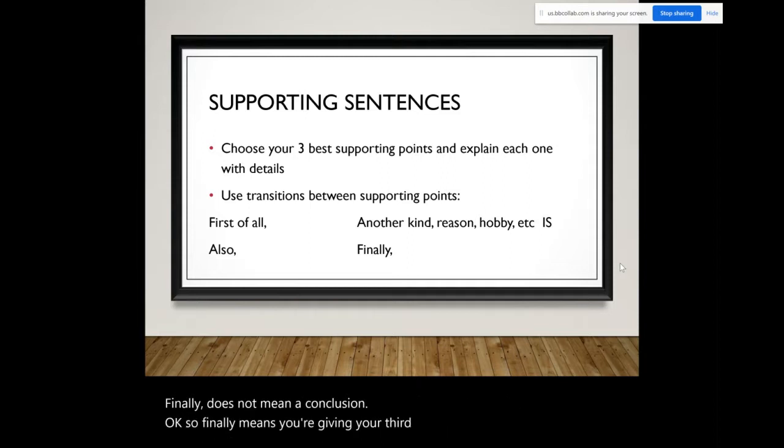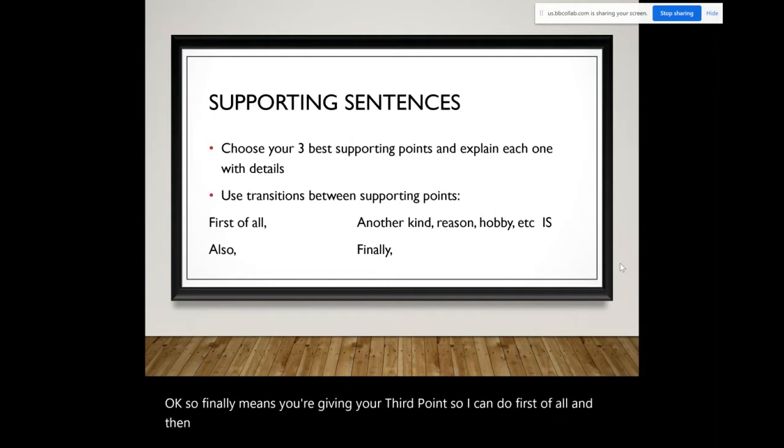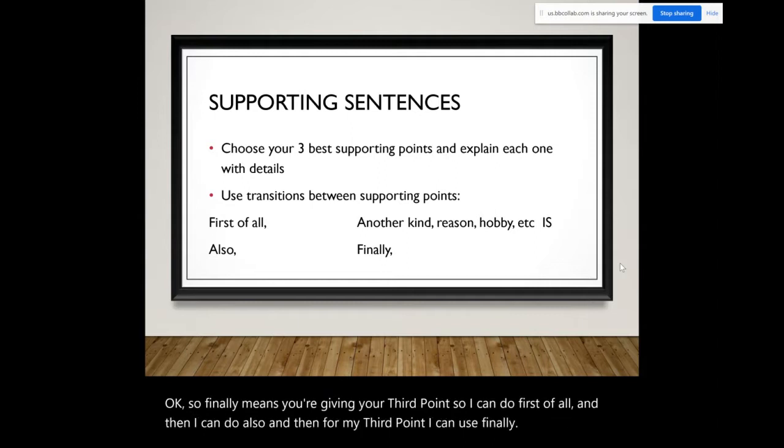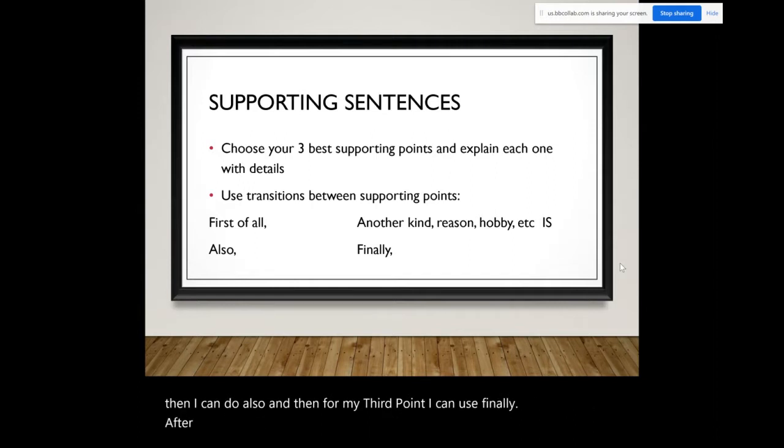So I can do first of all, and then I can do also, and then for my third point, I can use finally. After that, I use the conclusion. I give a summary. Okay? So we'll look more on Thursday.